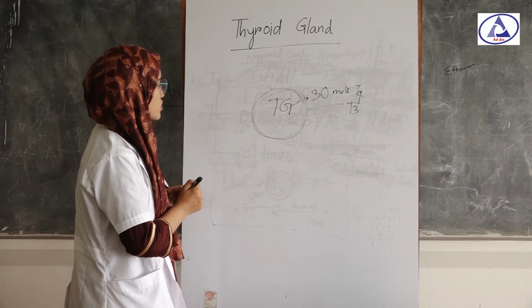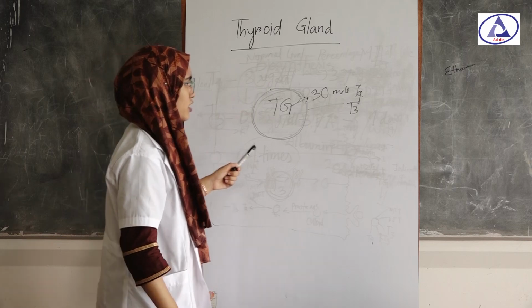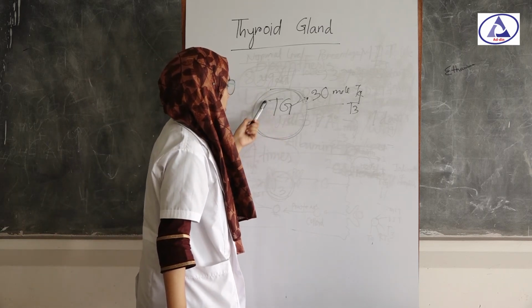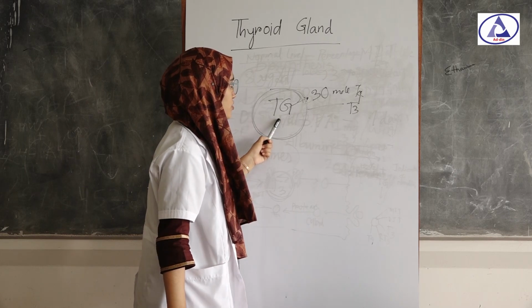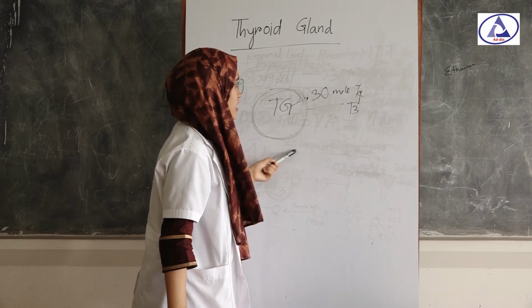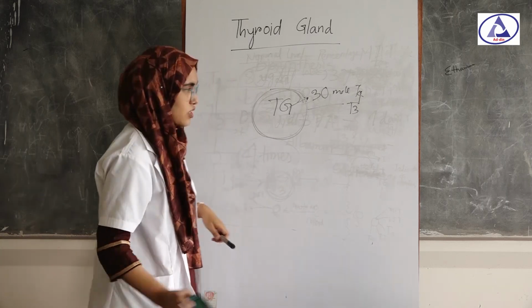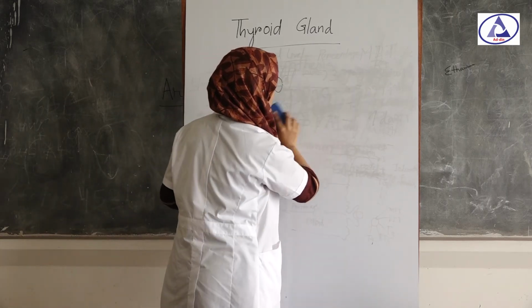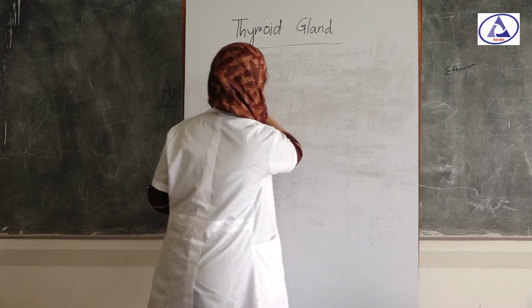And for up to 2 to 3 months, if there is deficiency or the body cannot synthesize thyroid hormone, thyroid hormone can be released from this colloid or this thyroglobulin molecule and supply the body. So, if there is deficiency of thyroid hormone in our body, the symptoms will come after 2 to 3 months.